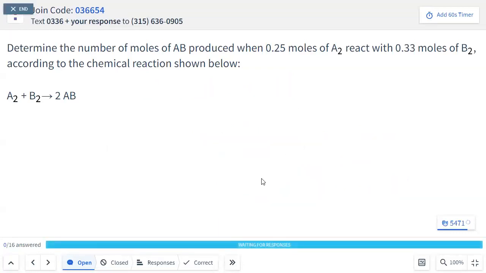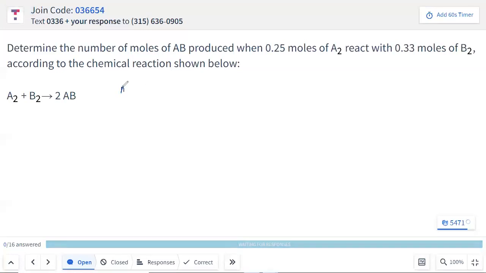I've got 0.25 moles of A2 and 0.33 moles of B2. How many moles of AB should I expect from this reaction if that is the balanced equation? Formatting wise, very, very similar. We're going from moles of reactant to moles of AB. So you just need to set it up and figure out which one runs out.